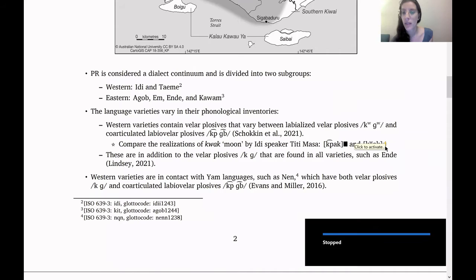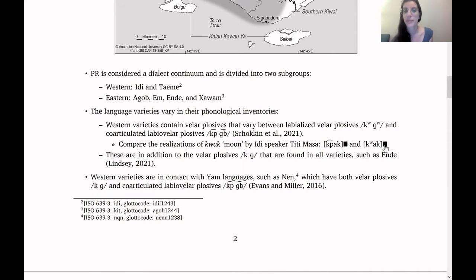Park. Walk. All right, so they're similar, but there's a great deal of variation by the speakers.